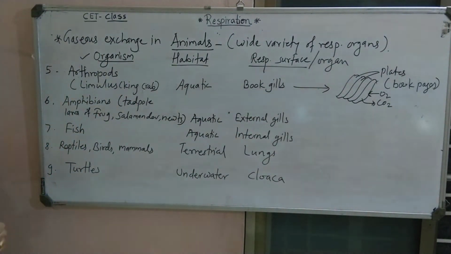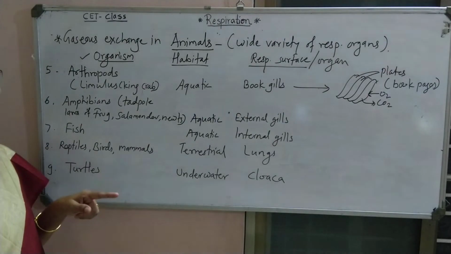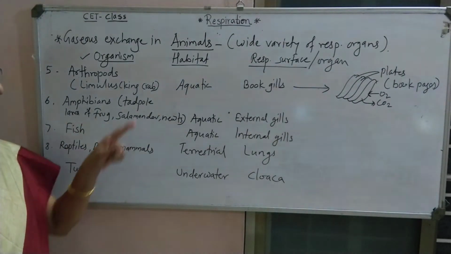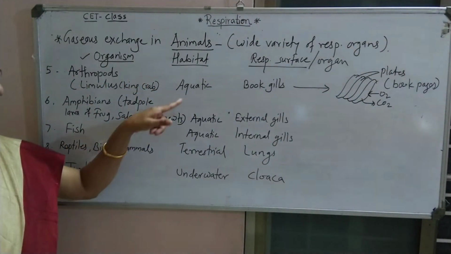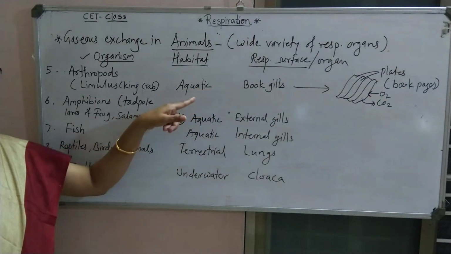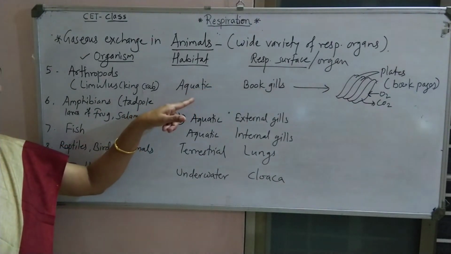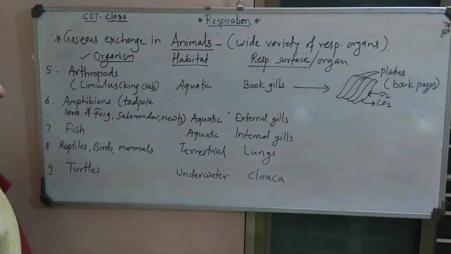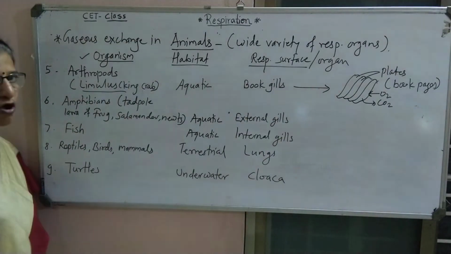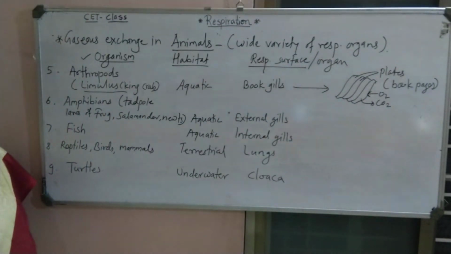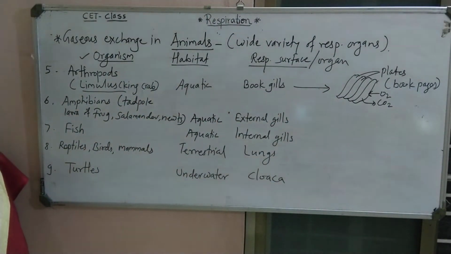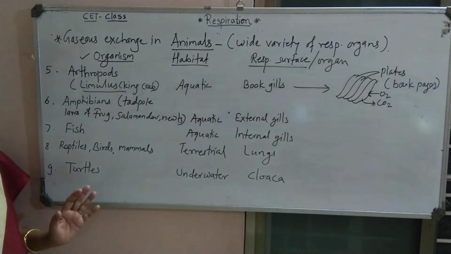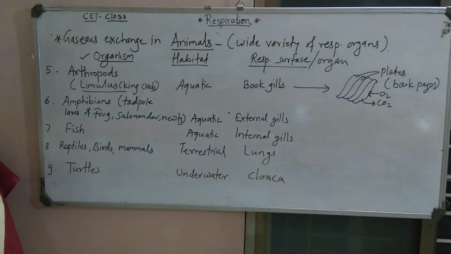known as book gills. So remember the difference between book lungs and book gills. Book lungs are useful for animals which have a terrestrial habitat, whereas book gills are useful for animals which have an aquatic habitat. Here the best example is limulus. All these examples you have to learn carefully and remember carefully, because on these examples the MCQs are there.